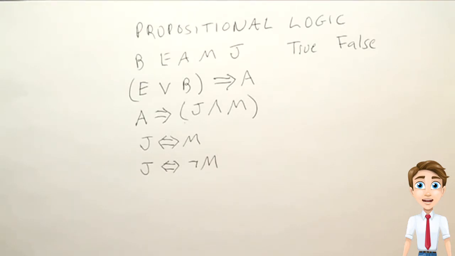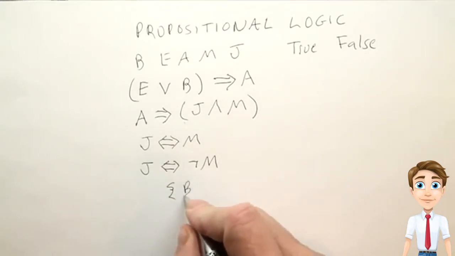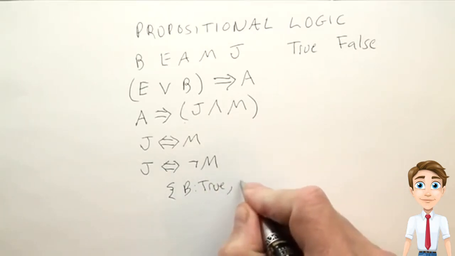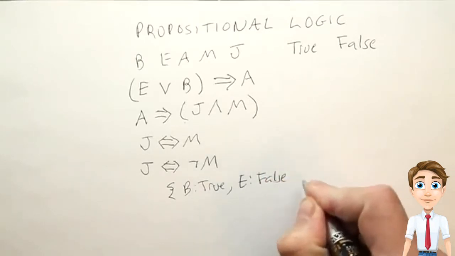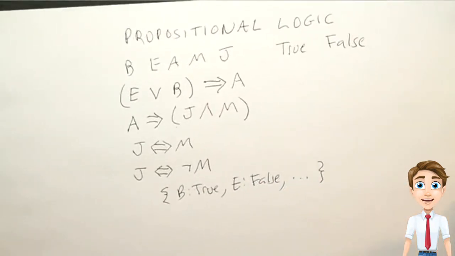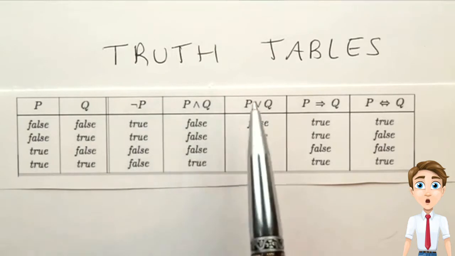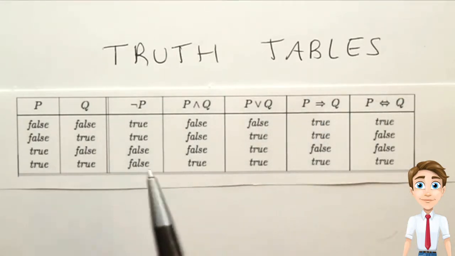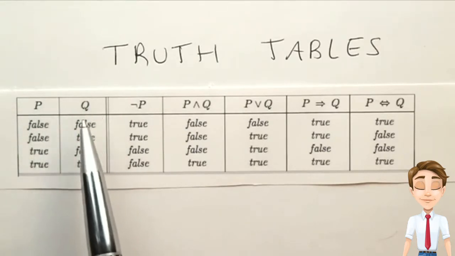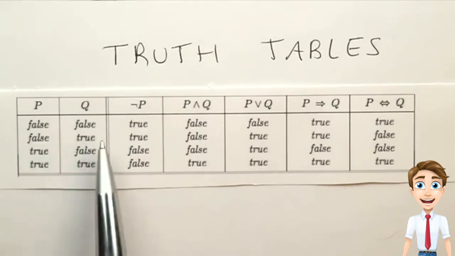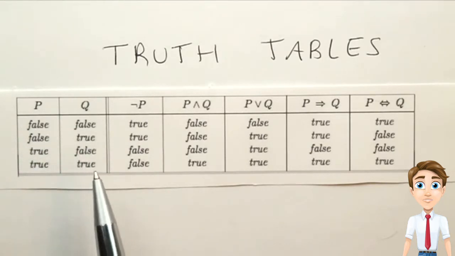Now, how do we know what the sentences mean? A propositional logic sentence is either true or false with respect to a model of the world. And a model is just a set of true-false values for all the propositional symbols. So a model might be the set B is true, E is false, and so on. We can define the truth of a sentence in terms of the truth of the symbols with respect to the models using truth tables. Here are the truth tables for all the logical connectives. What a truth table does is list all the possibilities for the propositional symbols. So P and Q can be false and false, false and true, true and false, or true and true. Those are the only four possibilities.